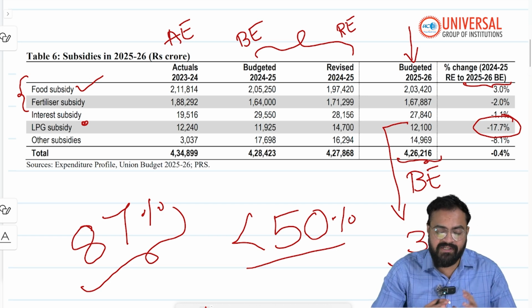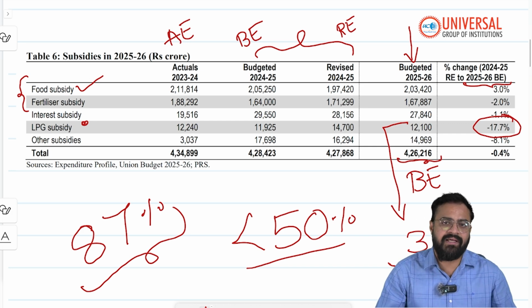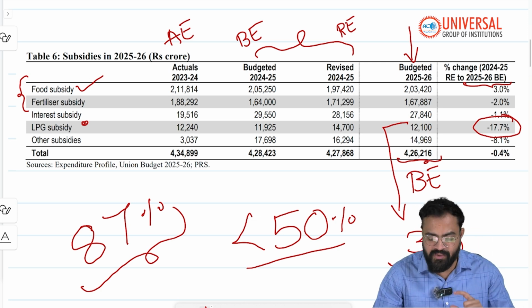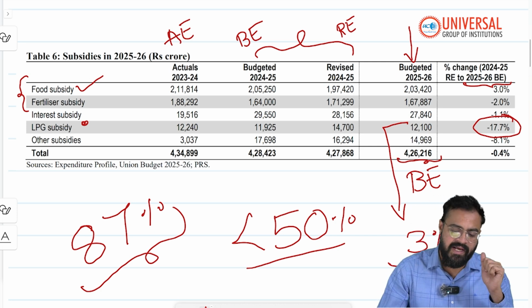These are the rough estimations which you are supposed to remember, because we have seen in the question paper where UPSC keeps on making general statements. Okay, so I just have to sum up here.